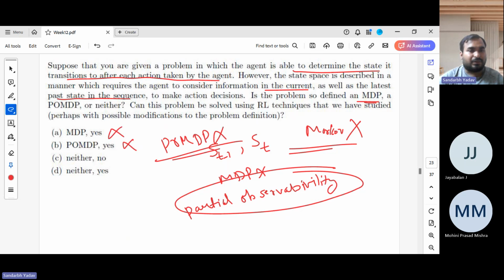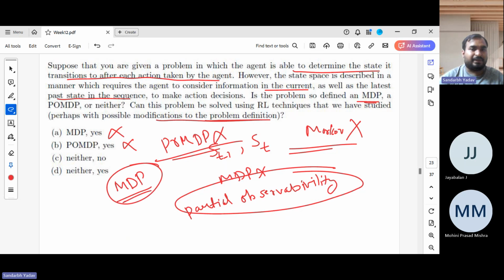So again, this is long. Can this problem be solved using RL techniques that we have studied, perhaps with possible modifications to the problem definition? Yes, that we can do. If you want to use RL techniques, you will basically need an MDP.